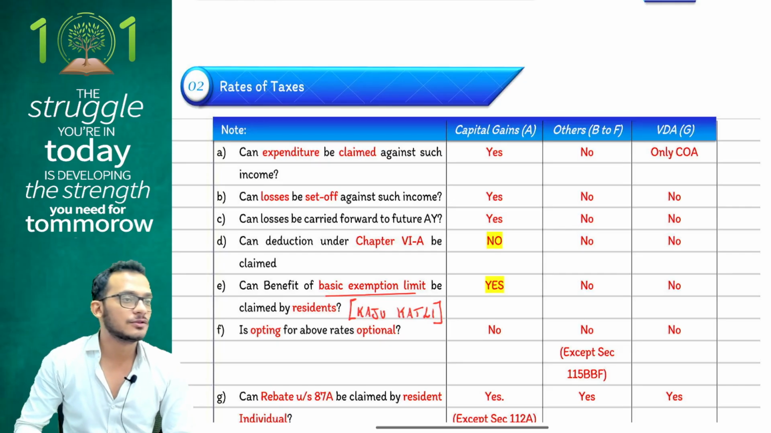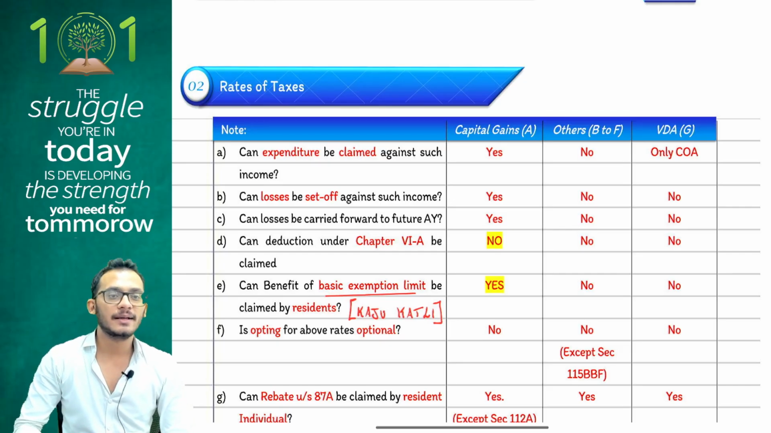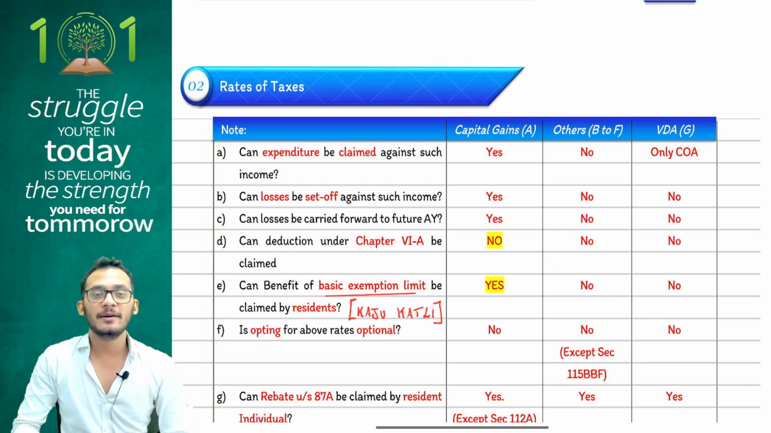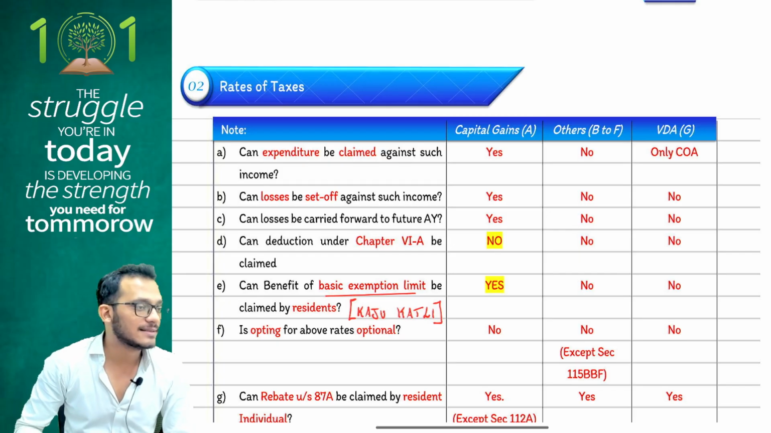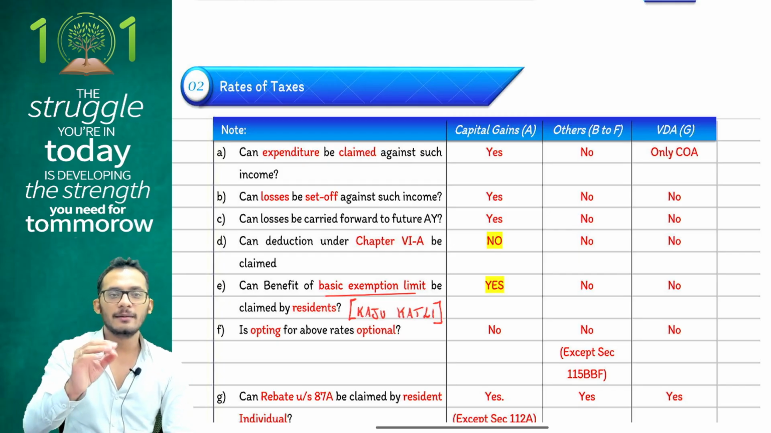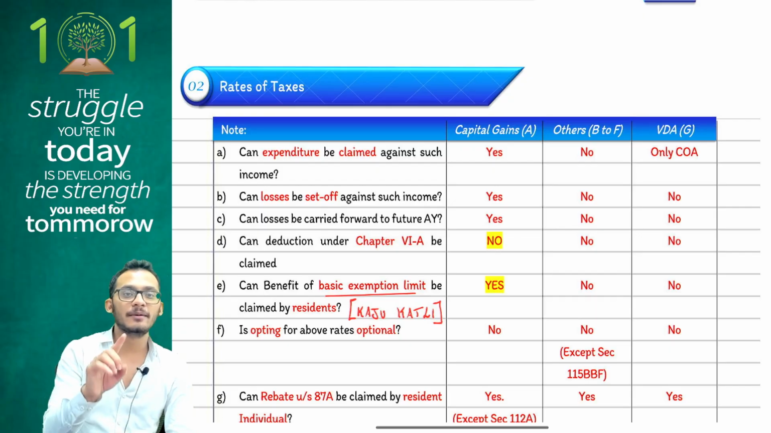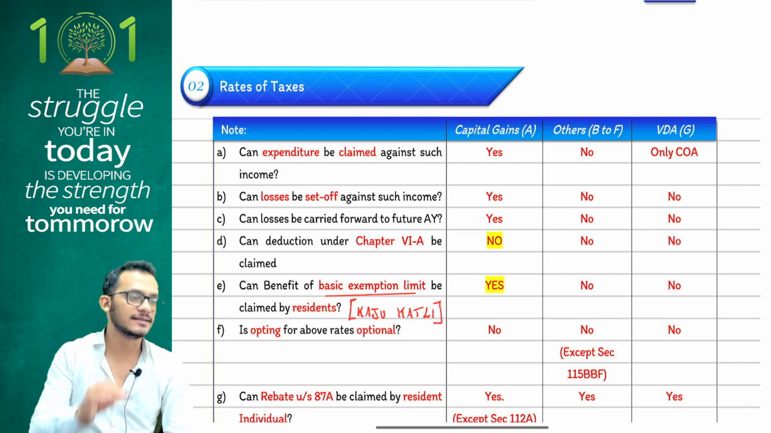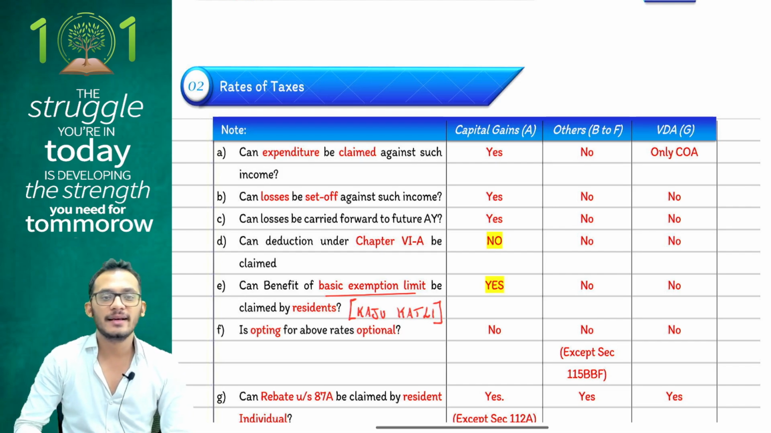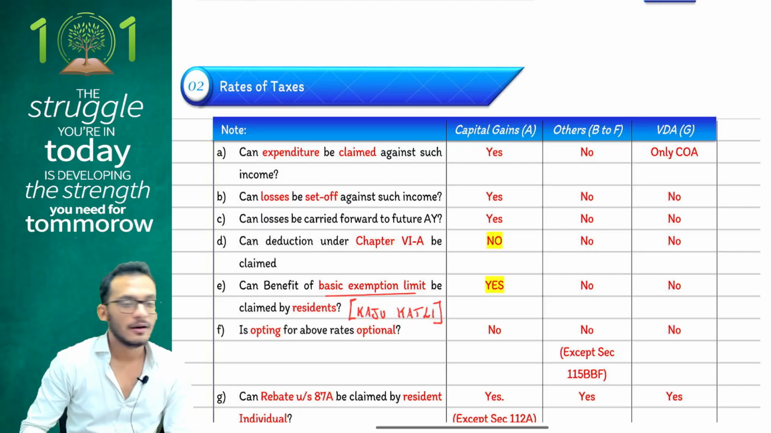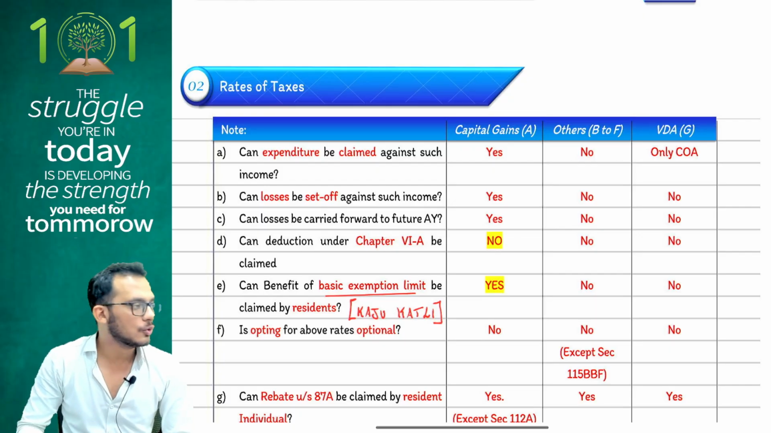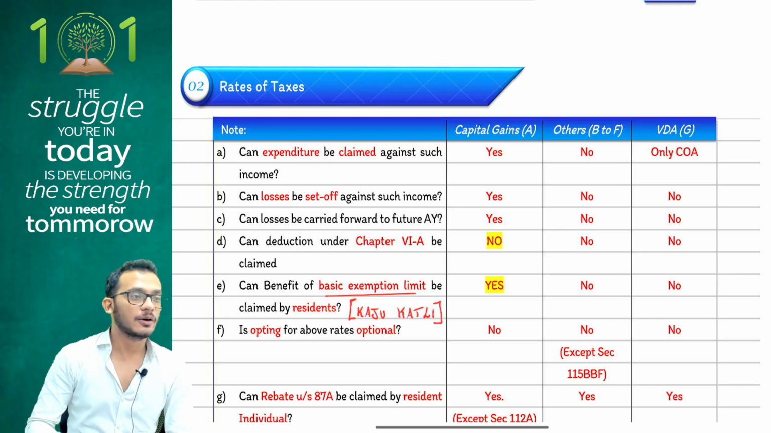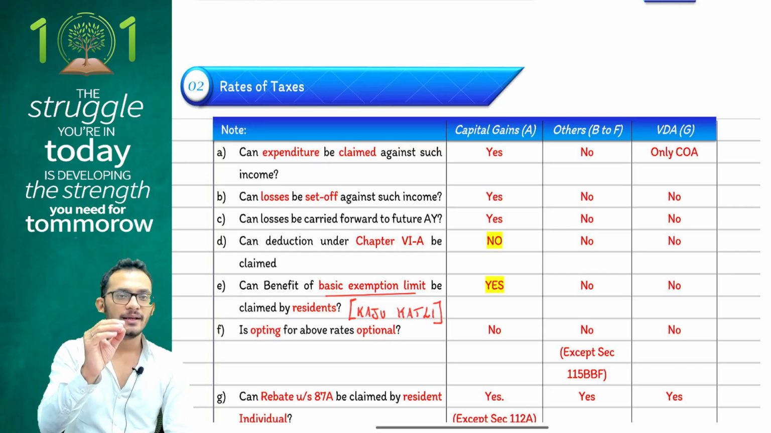When it comes to rebate, can you claim rebate on capital gains? In alternate regime, can you claim rebate for capital gains? Except for 112A, you can claim it for all. Can you claim rebate on winnings? Yes. Can you claim rebate on online winnings? Yes. Can you claim rebate on anything else? Yes, no restrictions anywhere, all permitted except for 112A. However, if you're going for default regime, no rebate will be eligible.